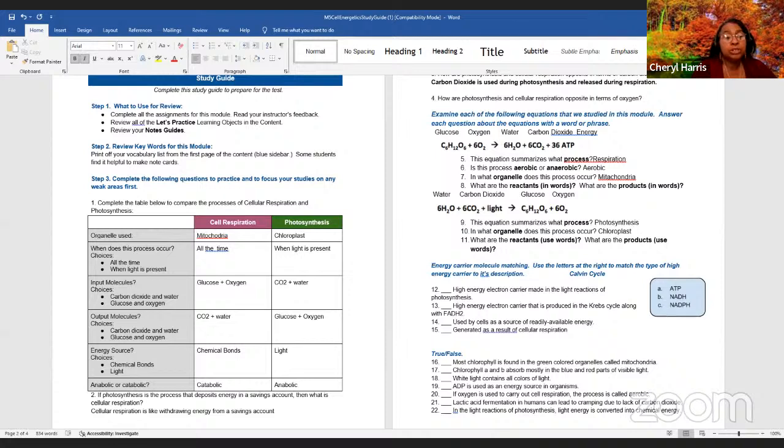You don't need to know the name of that enzyme, but you do need to know that enzymes are involved in breaking down these sugar molecules. Okay? All right, coming back to the worksheet.